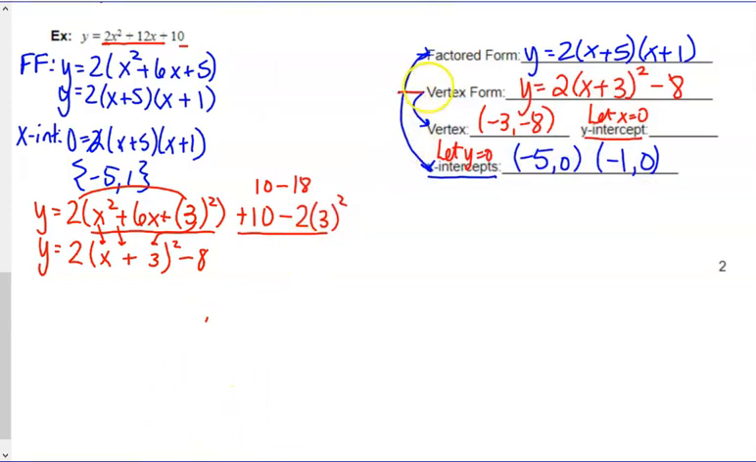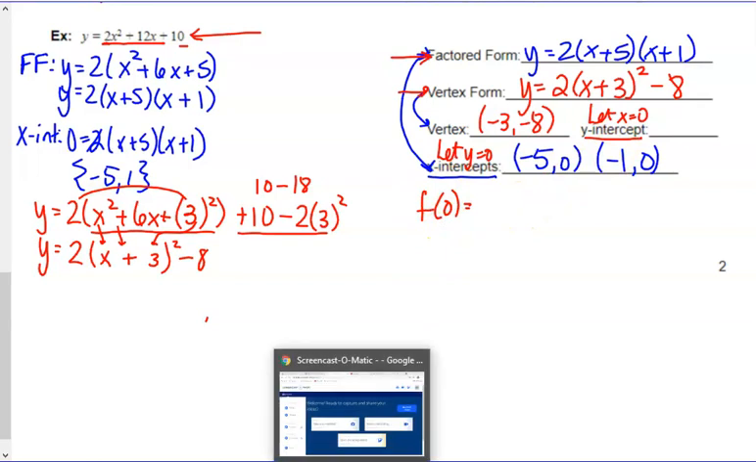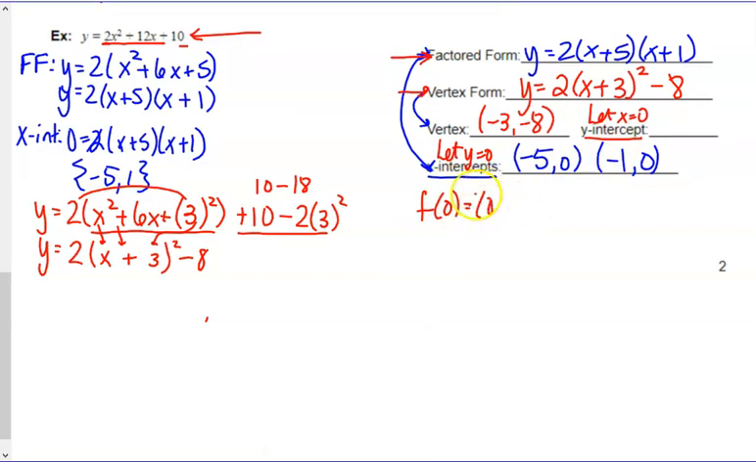Well, I have one form, I have two forms, and I actually have 3 forms. I actually have the standard form, and if I wanted to throw that in there, why not? I would put this into the original. So if you let x be 0, I'm really looking at what's the function at x equaling 0. That means, whoops, I do 2 times 0 squared plus 12 times 0 plus 10. Well, what happens on these first two terms? That's 0, that's 0. Plus 10 is 10.